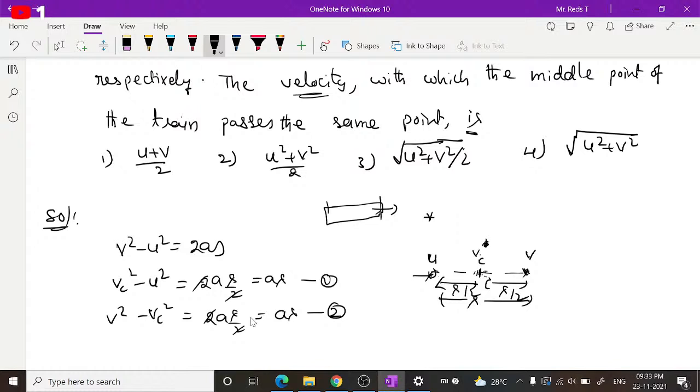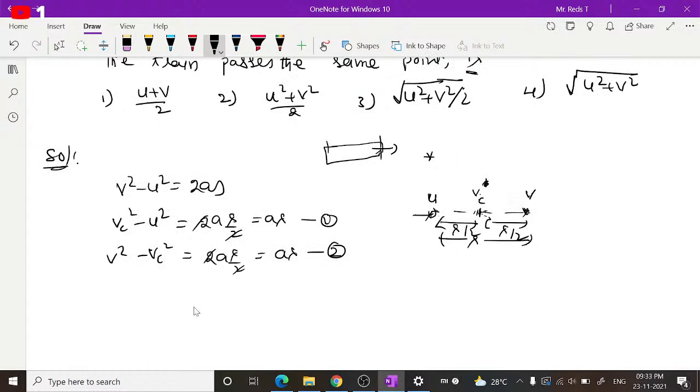So you want to find the velocity at the midpoint, the center point. So for this, divide.